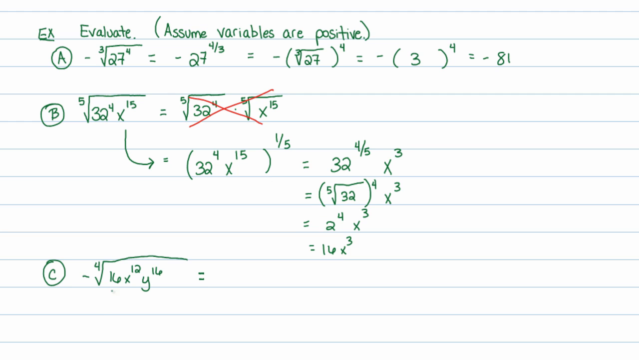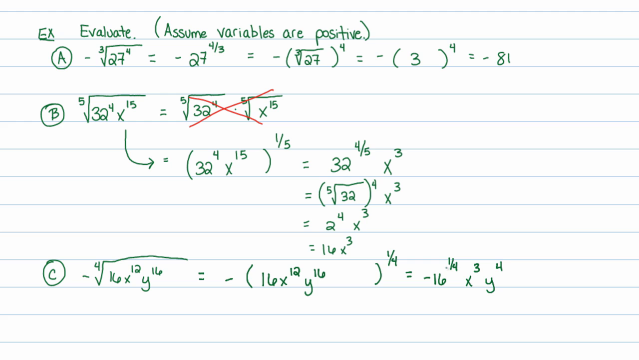In this last example for this example set here, we have a negative, and then I'm going to convert that again into something with a rational exponent 1/4. I have 16 x to the 12th, y to the 16th. And again, using the law of exponents, we can apply this 1/4 power to each of these factors. So that'll be a negative 16 to the 1/4, x to the 12th to the 1/4, but remember powers to powers multiply, so that's x to the third. Y to the 16th to the 1/4, but again, 16 times 1/4 is 4.